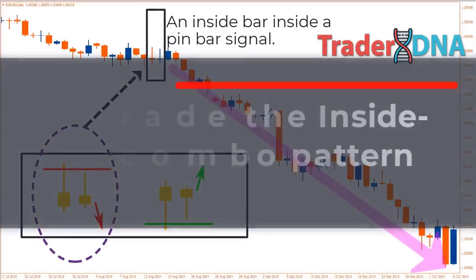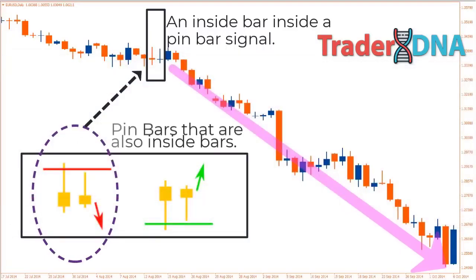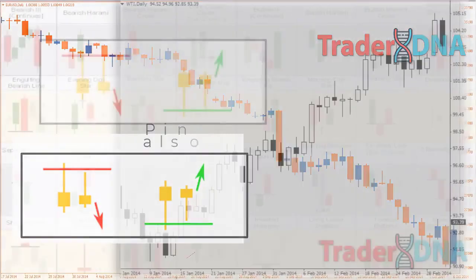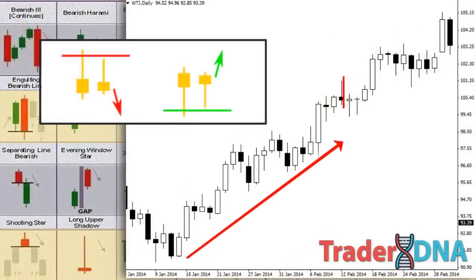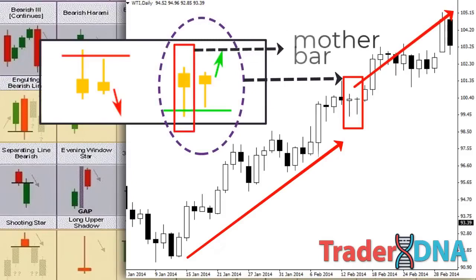How to trade the inside pin bar combo pattern. Inside pin bars are exactly what their name suggests, pin bars that are also inside bars. These setups seem to work best in trending markets and on the daily chart time frames. In this example, we can see a strong uptrend was in place prior to the formation of the inside pin bar combo pattern. We can then see price broke out above the high of the mother bar, and this would have been the entry point into the trend.